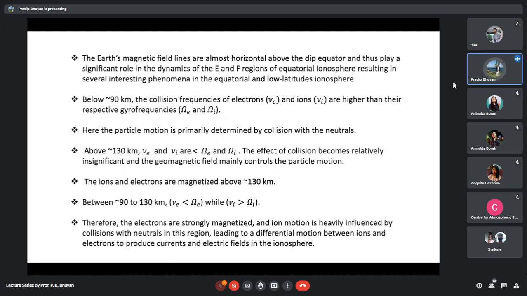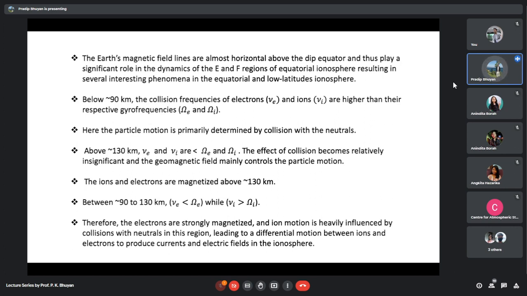So when the magnetic field comes into play, okay? When they are within a magnetic field, the ions and electrons will be magnetized, okay? So between 90 and 130 kilometer, what happens? Electron collision frequency is less than its gyro frequency, while your ion collision frequency is more than its gyro frequency.